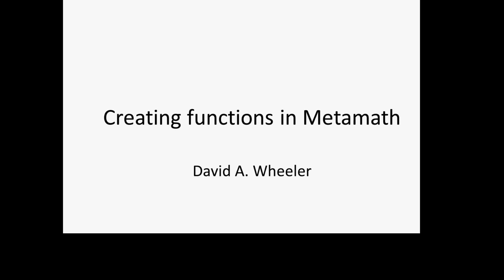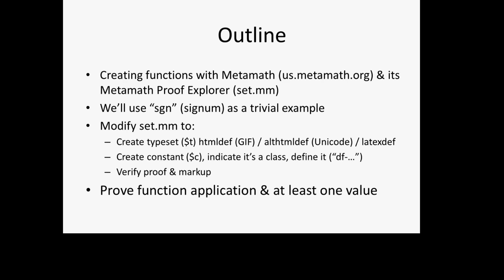Wheeler, and this is a little screencast on creating functions in metamath. Here's my outline. We're going to be creating functions, well, one function at least, in metamath. If you don't know what that is, go to us.metamath.org, and it's metamath proof explorer, that's set.mm. We're going to use signum, aka SGN, as our trivial function, as an example. And we're going to modify set.mm.